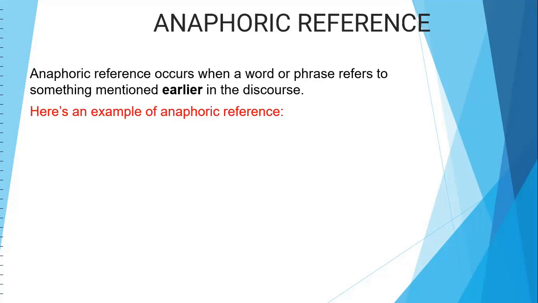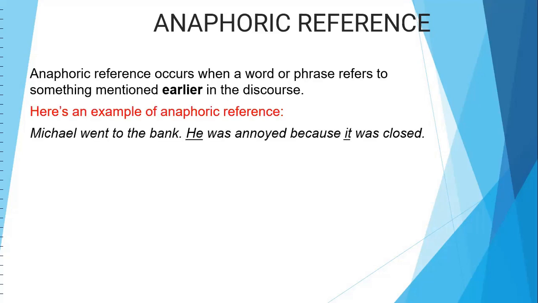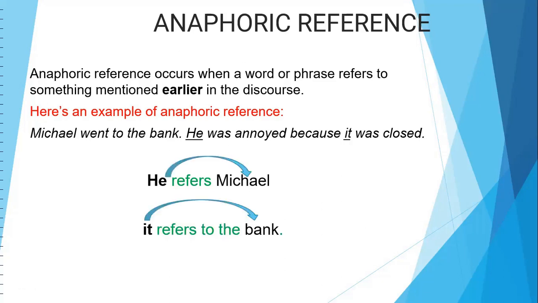What does it mean? Let's check the examples. Michael went to the bank. He was annoyed because it was closed. Now check. Here, as we are talking about referencing, it refers to any word or phrase which has been mentioned earlier. So which thing has been mentioned earlier? He refers to whom? He refers to Michael, and it refers to bank.